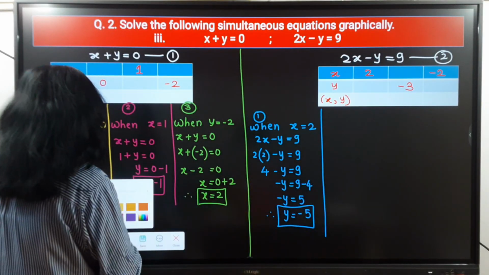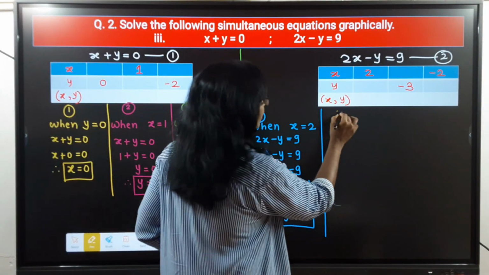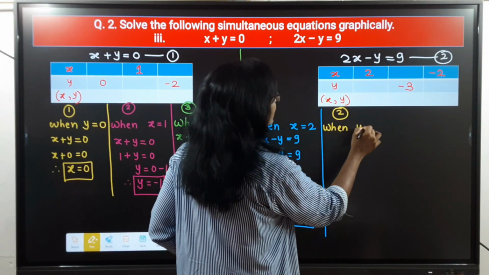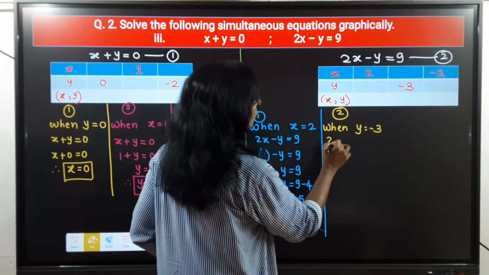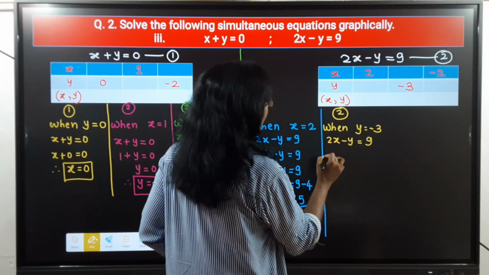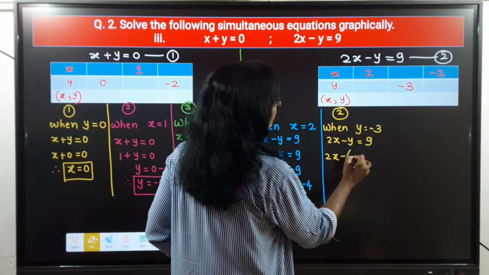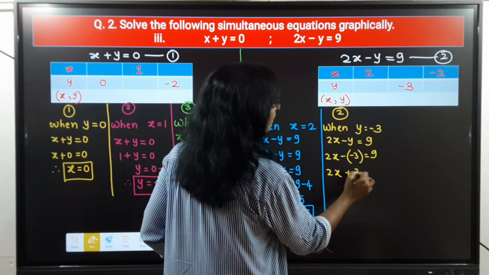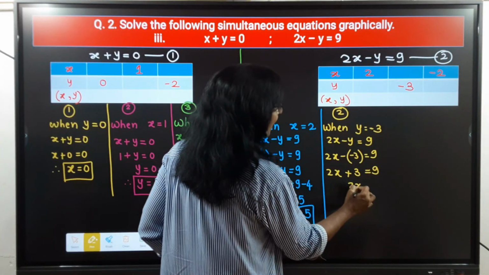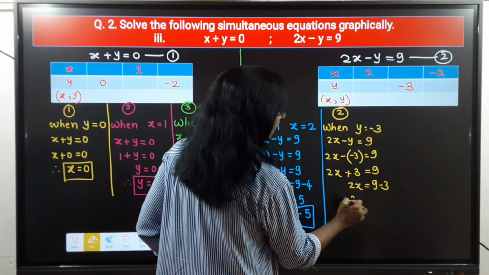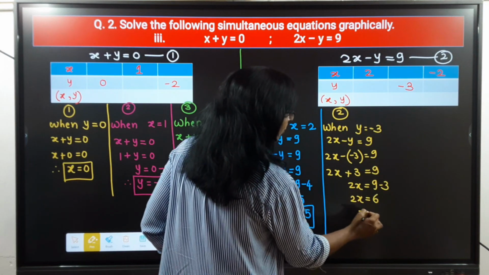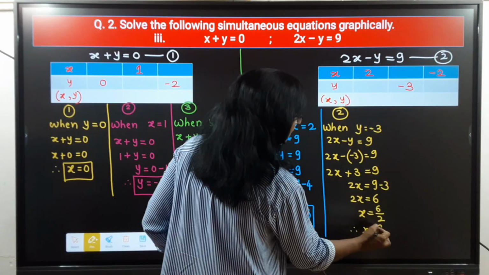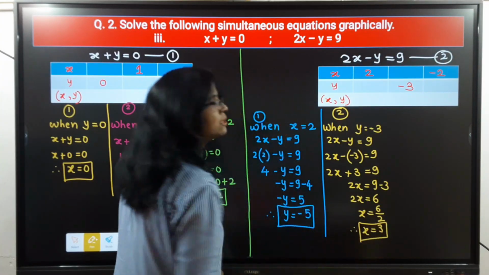Then the next value, students, consider the value for y when y is equal to minus 3. The given equation is 2x minus y is equal to 9. Therefore 2x minus of minus 3 is equal to 9, which means 2x plus 3 is equal to 9. Therefore 2x is equal to 9 minus 3, so 2x is equal to 6. Therefore x is equal to 6 upon 2. 2 3s are 6, therefore x is equal to 3.